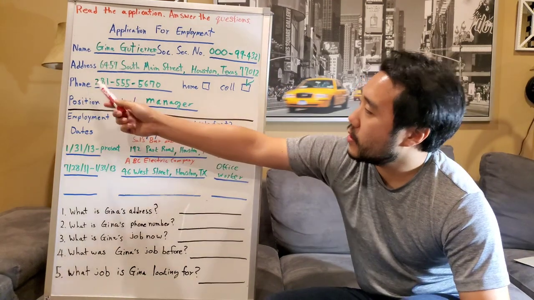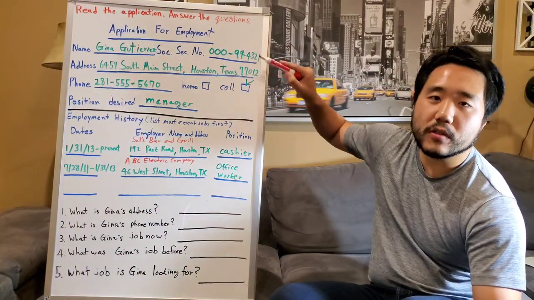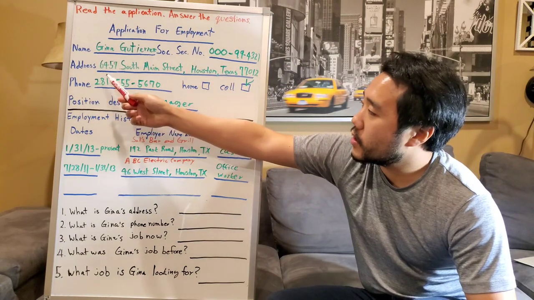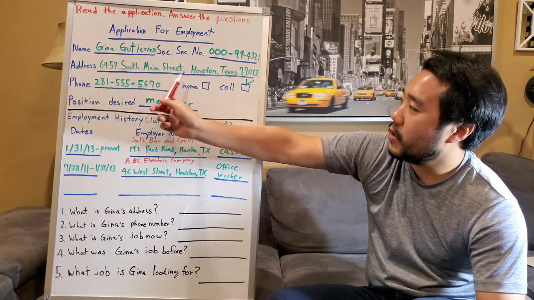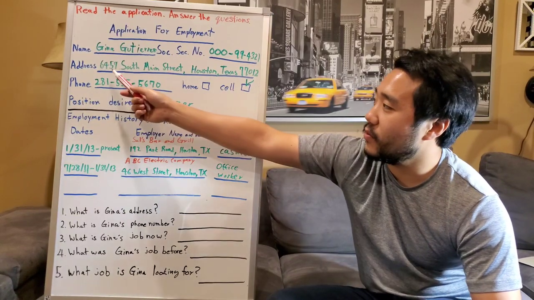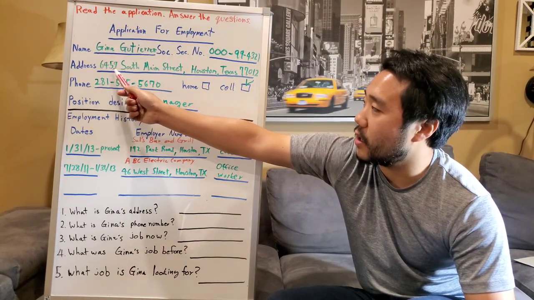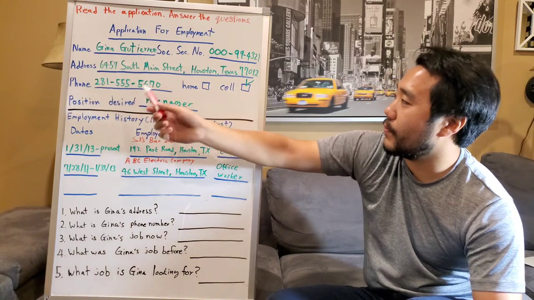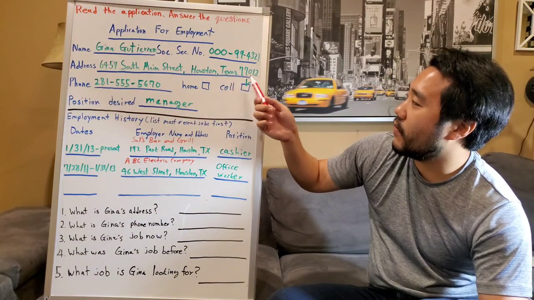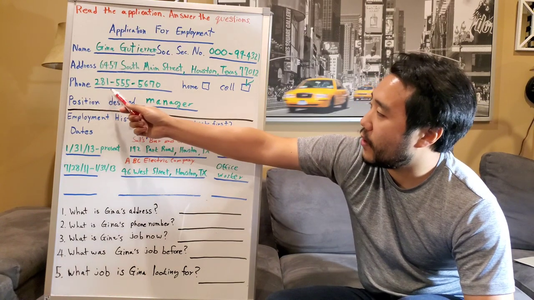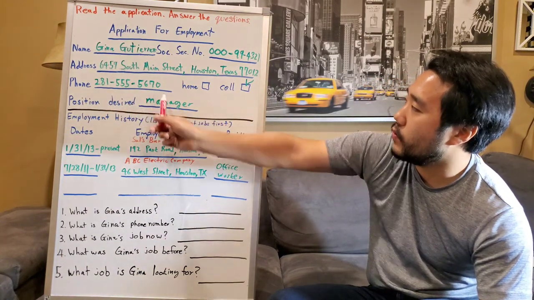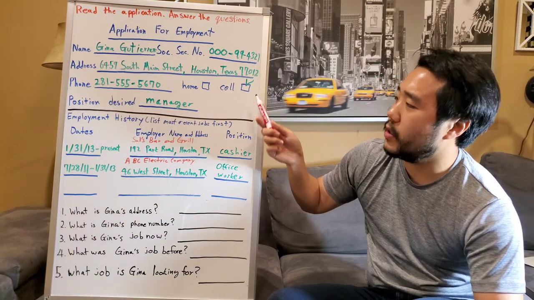00099-4321. We have address. So this is where you have personal information. 6457 South Main Street. Remember, that's how you read the address for this kind of occasion. 6457, Houston, Texas 77012. Phone number: 281-555-5670. It's a cell phone.